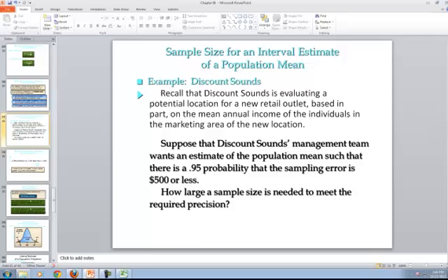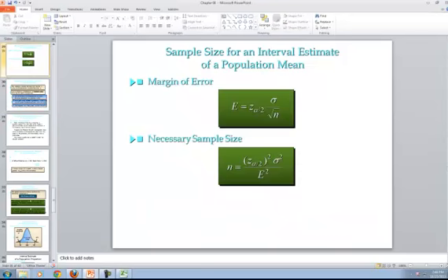And now let's consider this example. Please take a minute to read the description. So now, the question is, we are trying to estimate the sample size needed so that we have a 95% confidence that the sampling error will be $500 or less. Please take note, we do not even need to know the sample mean, as you will see from the equation. All we need to know is the population standard deviation and the margin of error that we have specified.